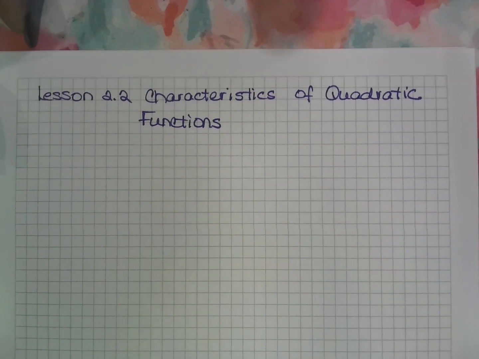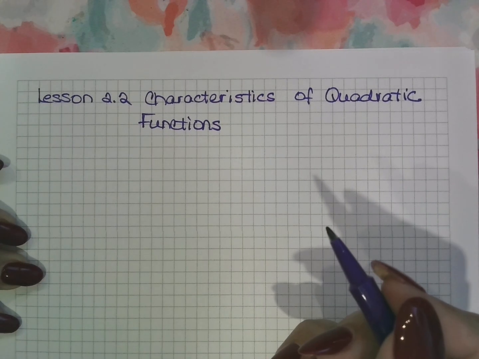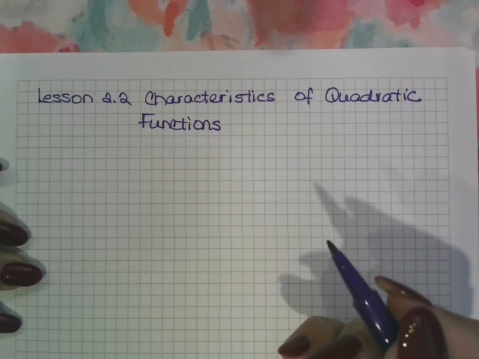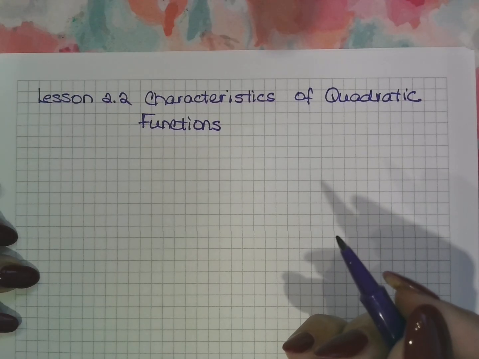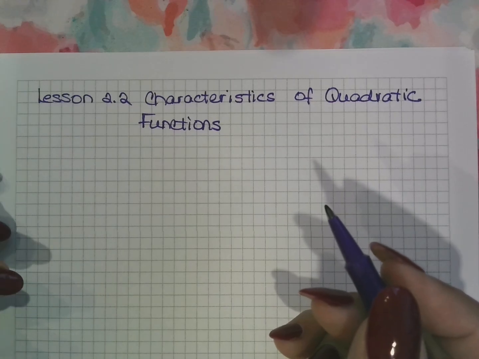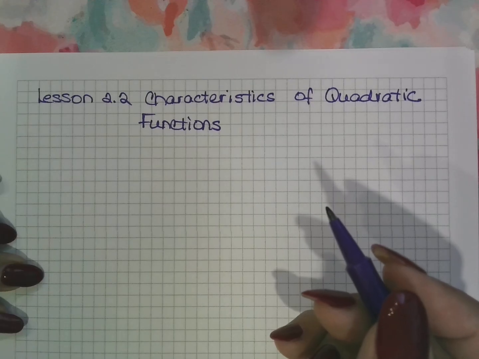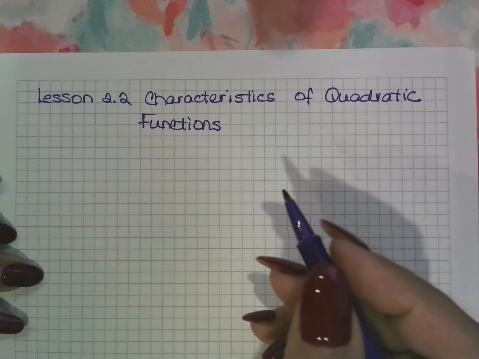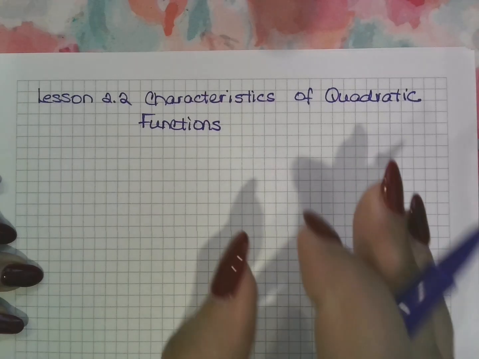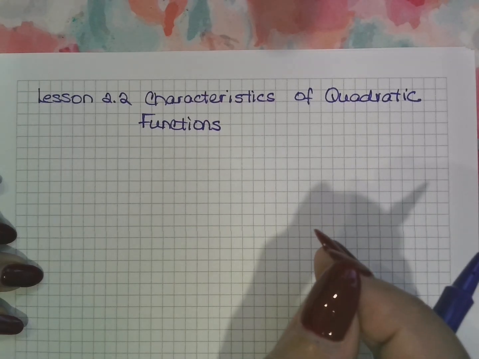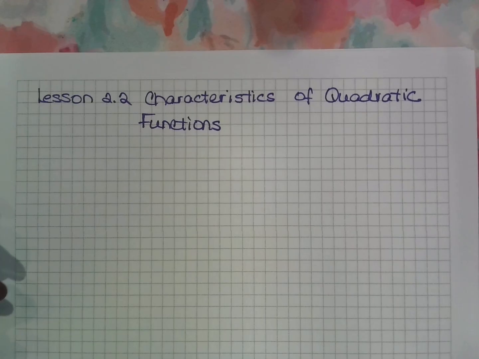Okay guys, welcome back. Today we're doing lesson 2.2, characteristics of quadratic functions. Now I want you to remember that we are in chapter 2, and chapter 2 is just about quadratic functions. So whenever you graph something for chapter 2, it needs to look like a parabola. Okay, we're not going to be doing absolute values, we're not going to be doing linear functions. We're going to be strictly doing quadratics.